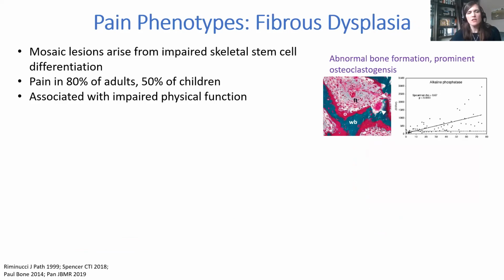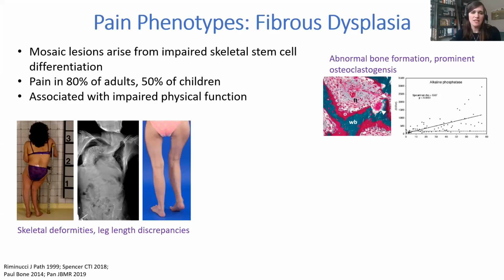So fibrous dysplasia is a disorder that arises due to impaired skeletal stem cell differentiation, leading to mosaic bone lesions. In FD, we see large areas of abnormal bone formation with this woven bone, fibrous tissue, as well as prominent osteoclastogenesis, leading to a state of high bone turnover. Pain occurs in about 80% of adults with FD and about 50% of children, and has been associated with impaired physical function. So in FD, we see skeletal deformities, which can impair ambulation, scoliosis, as well as leg length discrepancies.